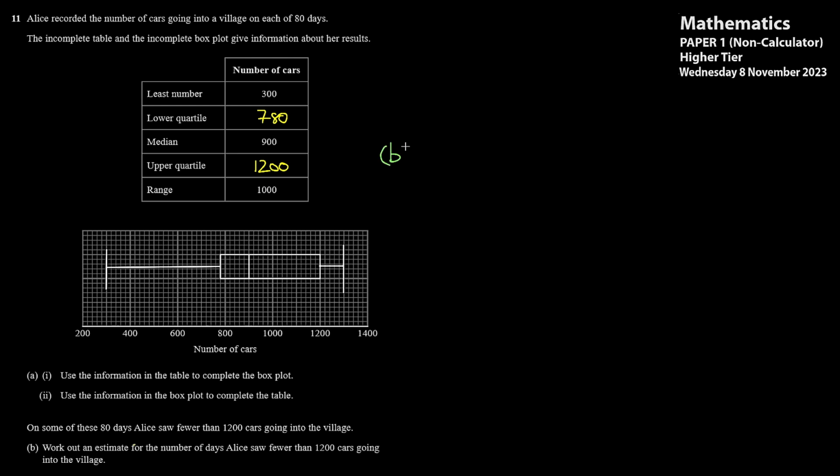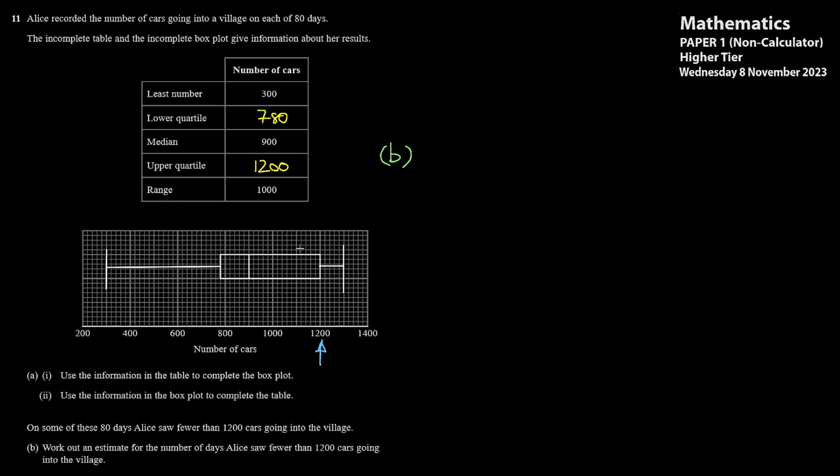Okay, part B, we've been asked that on some of these 80 days that the box plot represents, Alice saw fewer than 1,200 cars, that's this point here, going through the village. Work out an estimate from the number of days Alice saw fewer than this number of cars going into the village.